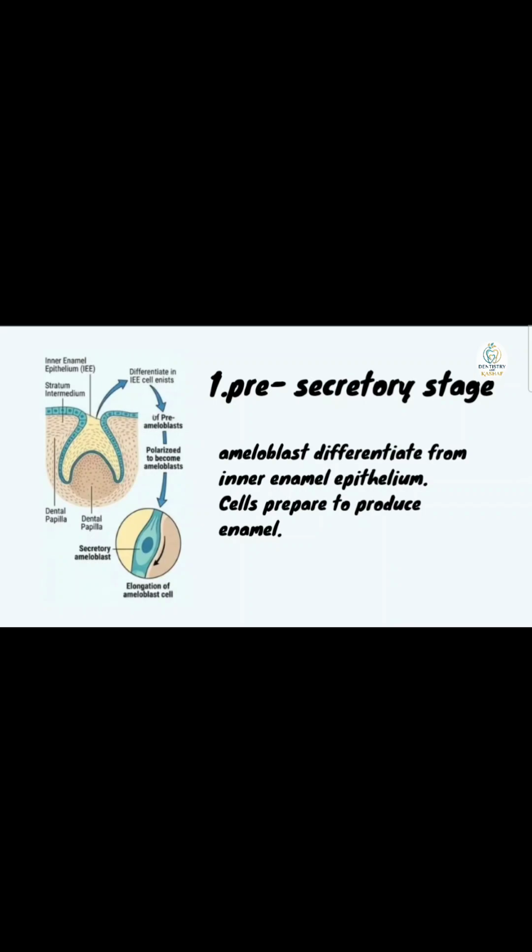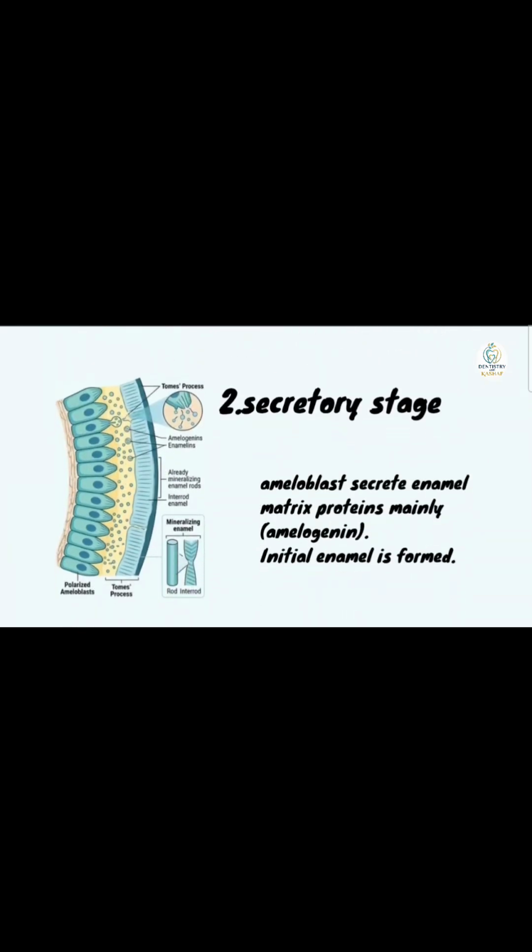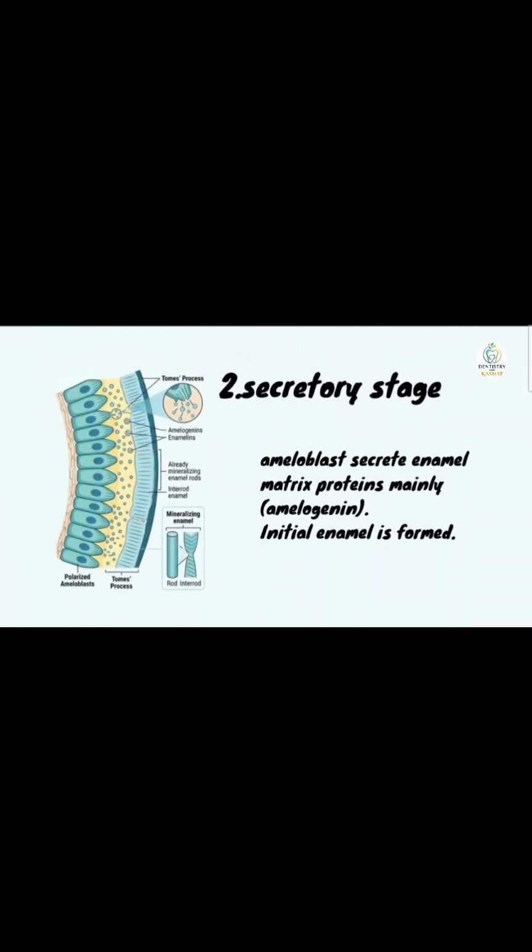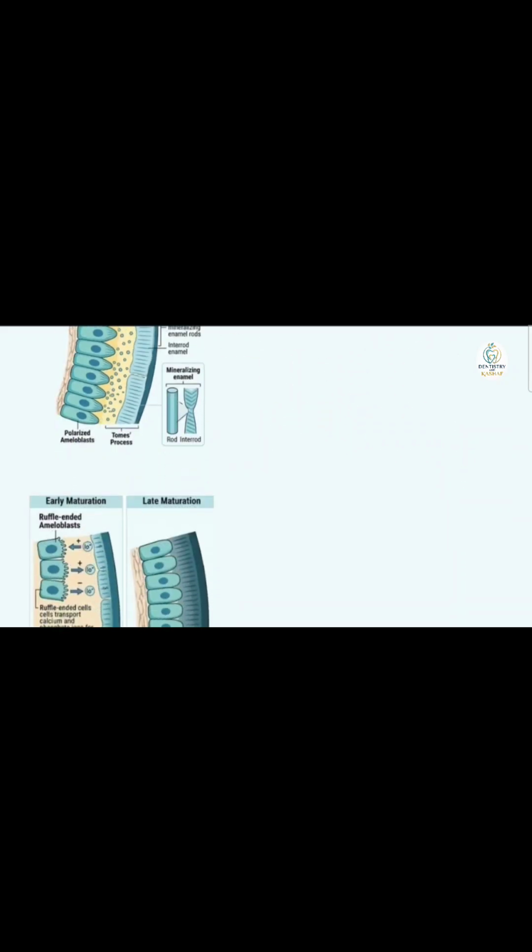We know that the first stage is the pre-secretory stage. Ameloblasts differentiate from inner enamel epithelium cells and prepare to produce enamel. You can appreciate here the ameloblasts are elongated and ready to secrete enamel proteins. In the secretory stage, the ameloblasts are producing enamel proteins, mainly amelogenin, and the initial enamel is formed, which is non-mineralized.